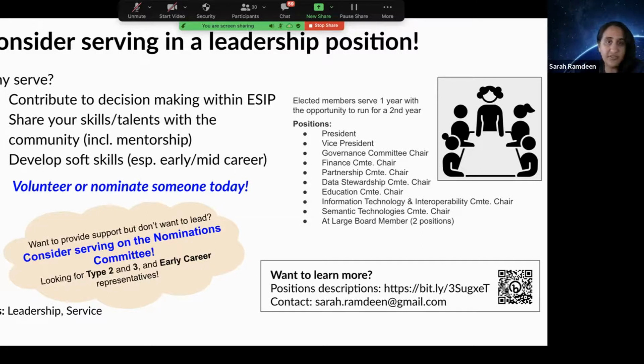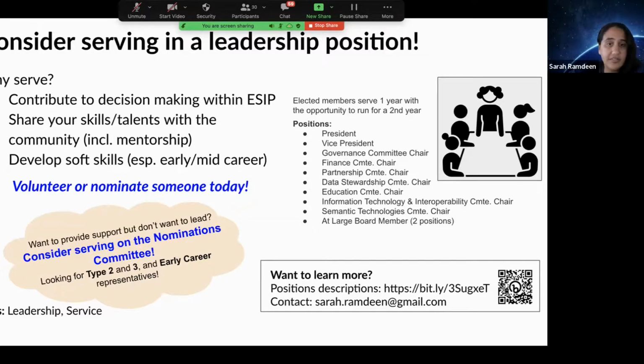So why serve? There are lots of reasons to serve in volunteer positions. For one, it helps provide an avenue for you to give voice in decision-making and how ESIP operates, our goals and missions. And that could be on a large scale as ESIP as an organization, or on a smaller scale on the activities that a cluster or committee is focused on.